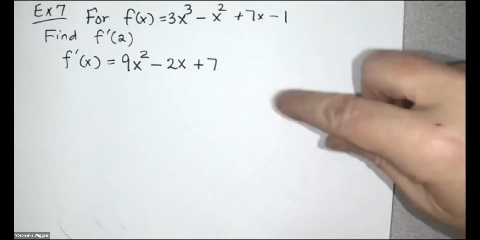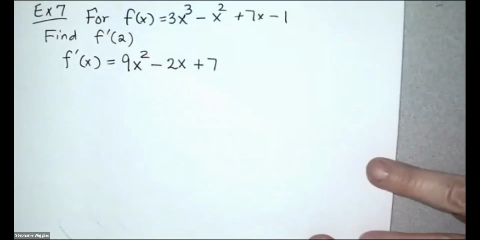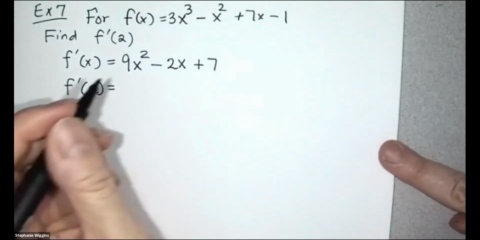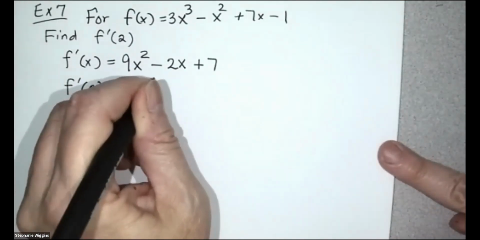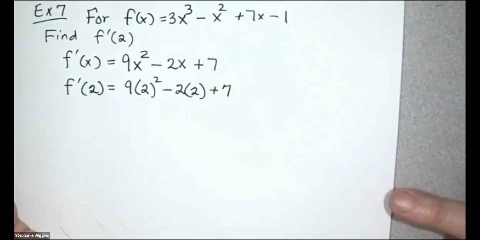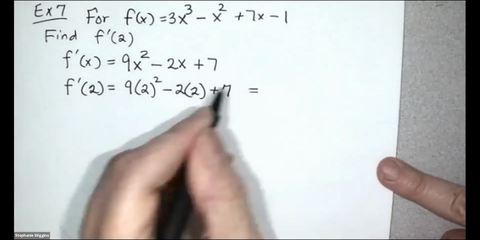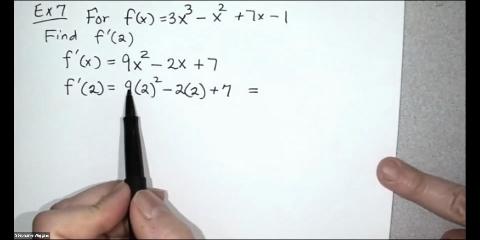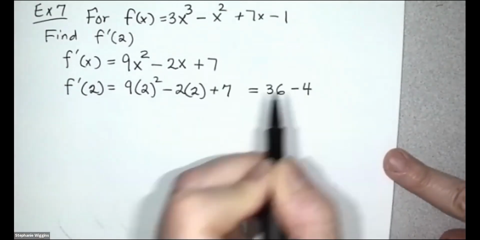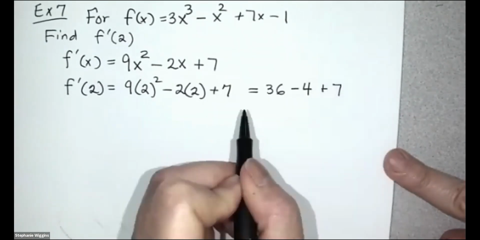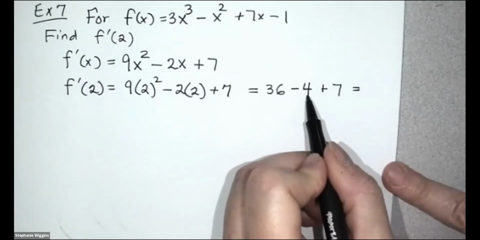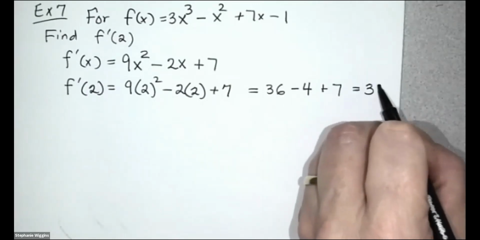But we're not done yet. Remember, they're asking for f prime of 2. So in order to do that, we just plug 2 in for x. Everywhere I see an x, I'm going to plug in 2. And then I'm going to calculate this value. 2 squared is 4 times 9 is 36. Minus 2 times 2, that's minus 4, plus 7. And if you do that calculation, 36 minus 4 is 32, plus 7, that's 39.